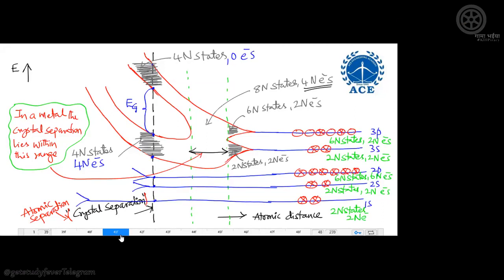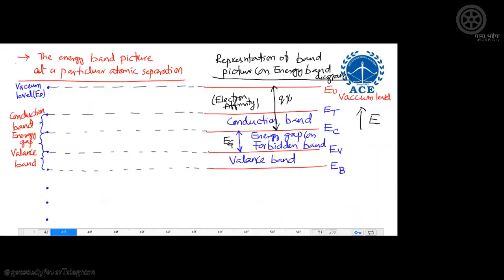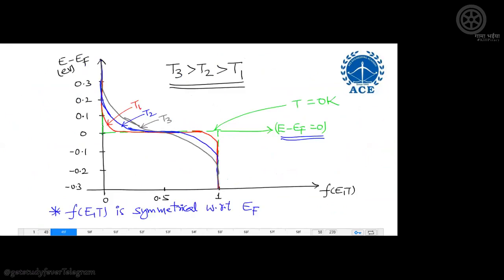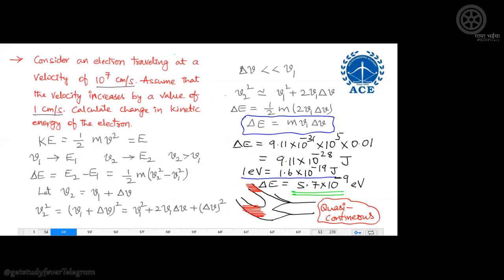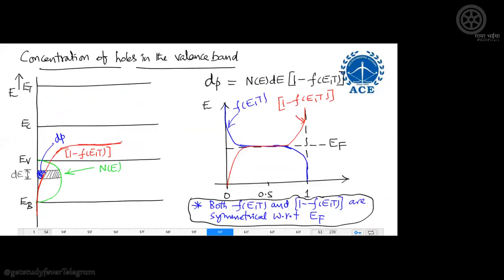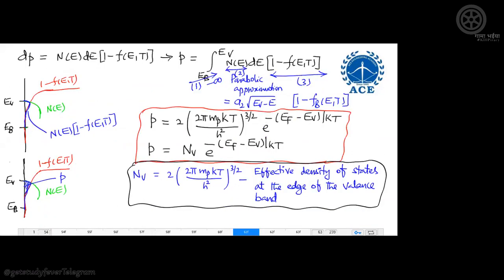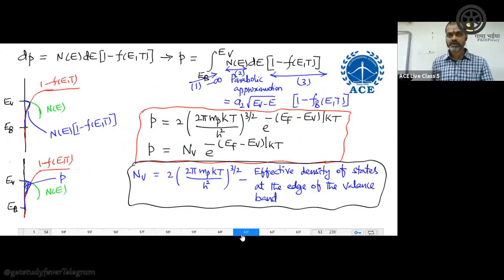Please go ahead. I have a doubt in the concentration of holes in the valence band. Why should you take EB as infinity in the integration? Have you listened to the class, what I have explained?